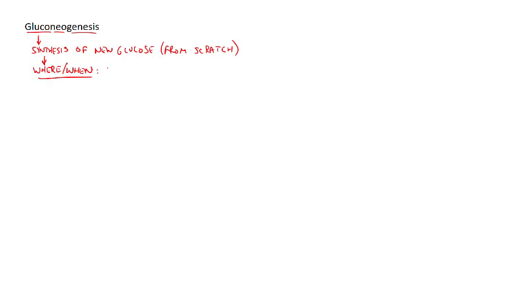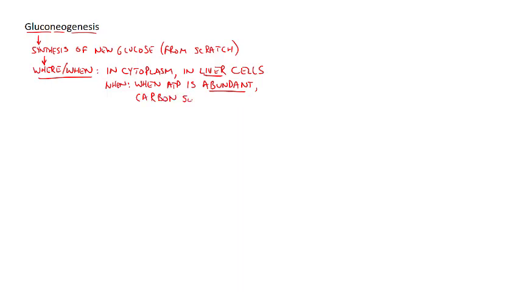Well, it takes place in the cytoplasm, and in animals, it mostly takes place in liver cells. Some other tissues can do gluconeogenesis as well, but for animals, it's mostly the liver. The liver is what's responsible for making all of the glucose that you make yourself. When is going to be when ATP is abundant, and carbon sources are available. We'll talk about that in a moment.